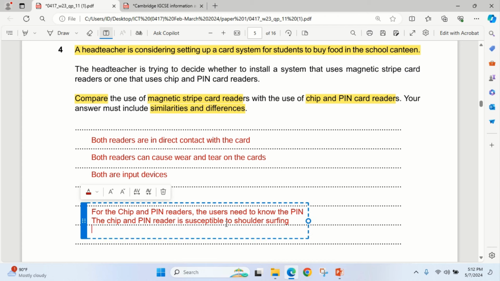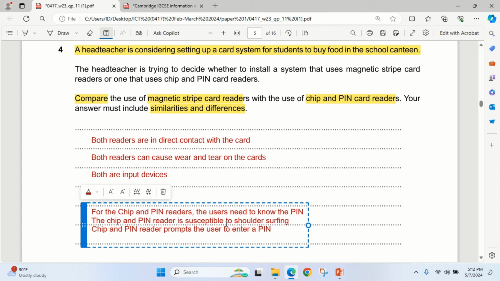Another one is that chip and pin reader prompts the user to enter a pin. In the case of magnetic stripe reader, it will not ask you for any pin. And again, that makes the chip and pin reader more secure. Okay, it is more secure as a pin is needed. So in case the card is missing, before somebody can use it, you will need to at least know the pin. Then the differences continue.